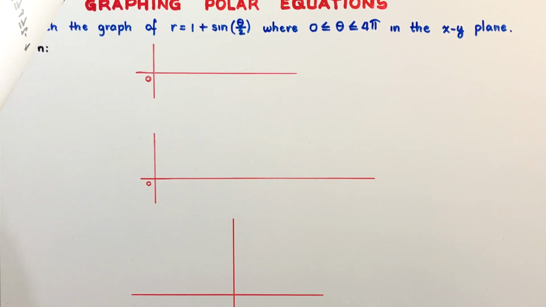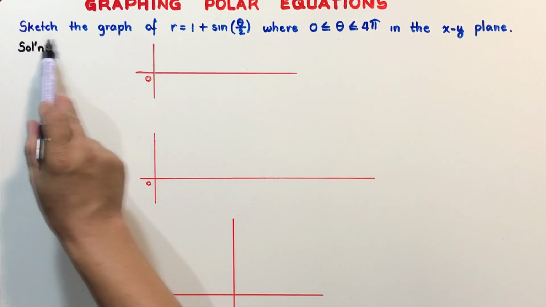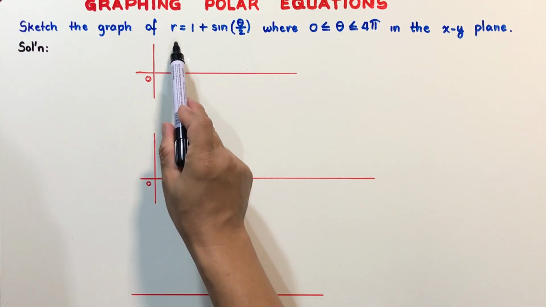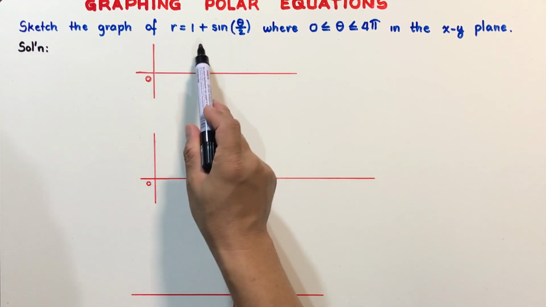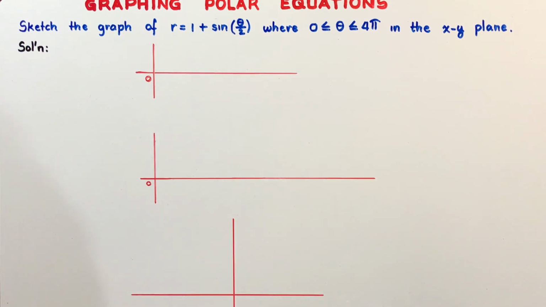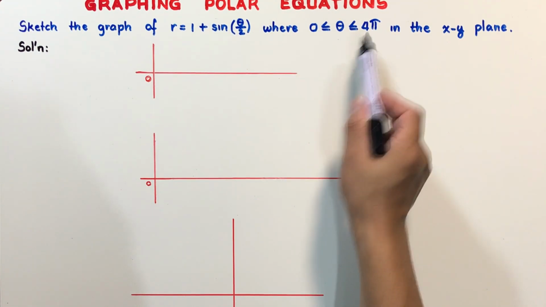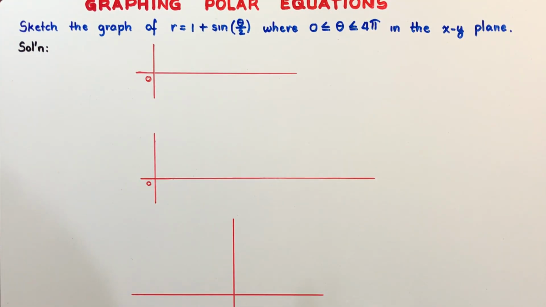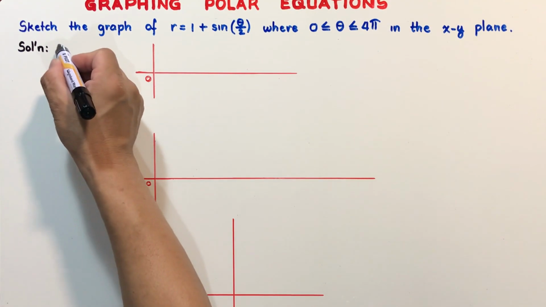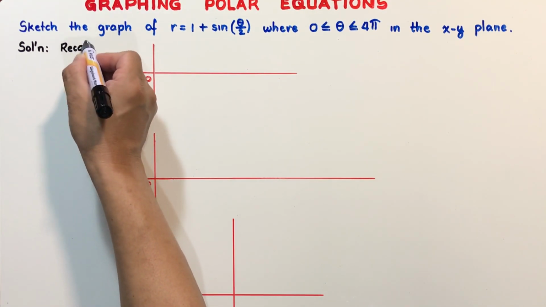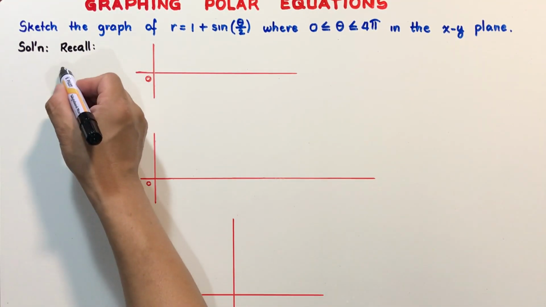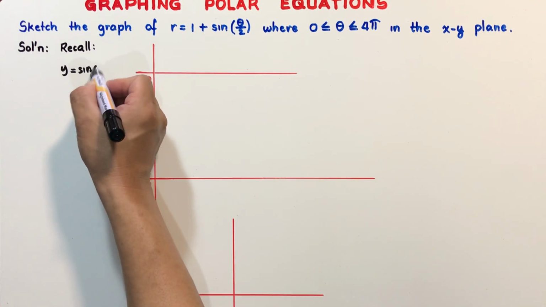So at this point, suppose we are asked to sketch the graph of this polar equation, r equals 1 plus sine of theta over 2, where theta is greater than or equal to 0 but less than or equal to 4 pi in the xy plane. So first, let us see the graph of the basic function sine theta. And you may recall from your trigonometry the graph of sine theta.